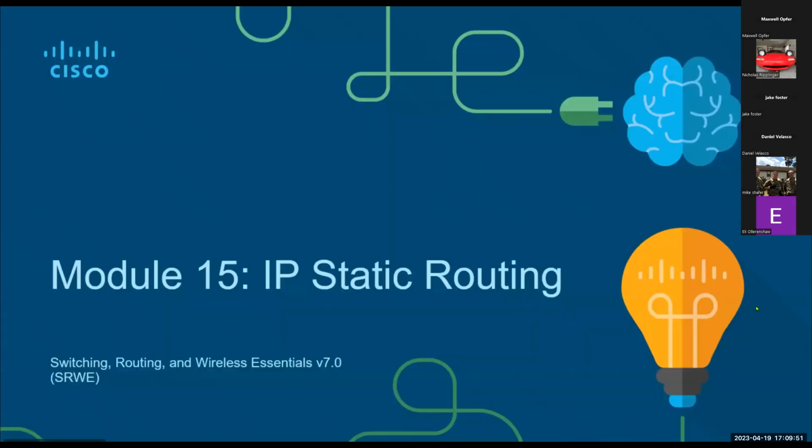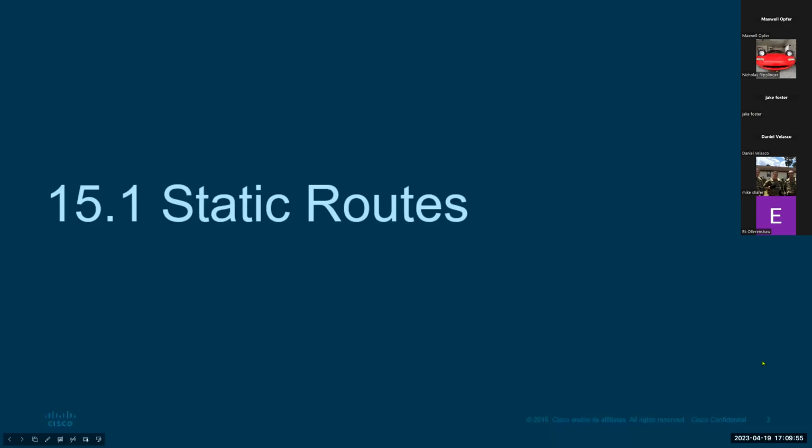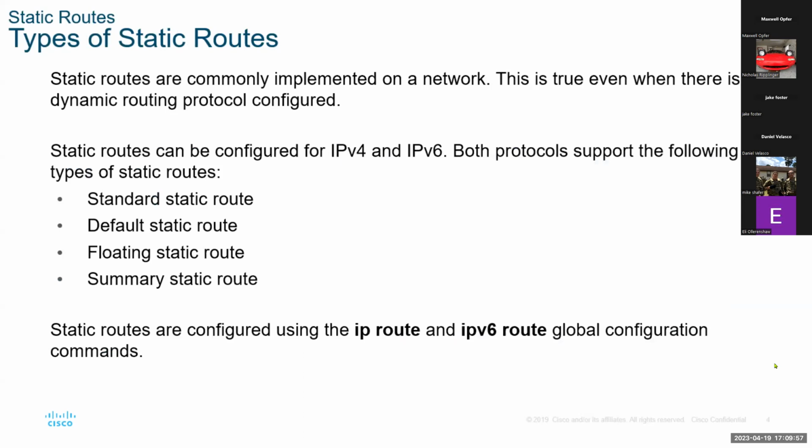Okay, so we are doing IP static routing today. Types of static routes, they're usually implemented on a network. Even when there's dynamic routing, there are some things that you're going to have to do manual routing on. Static routes can be configured for IPv6 and IPv4.